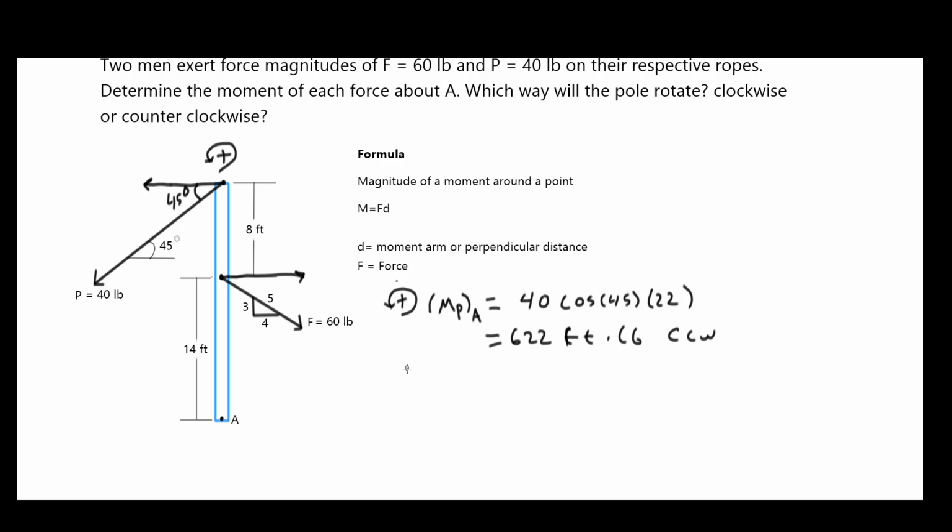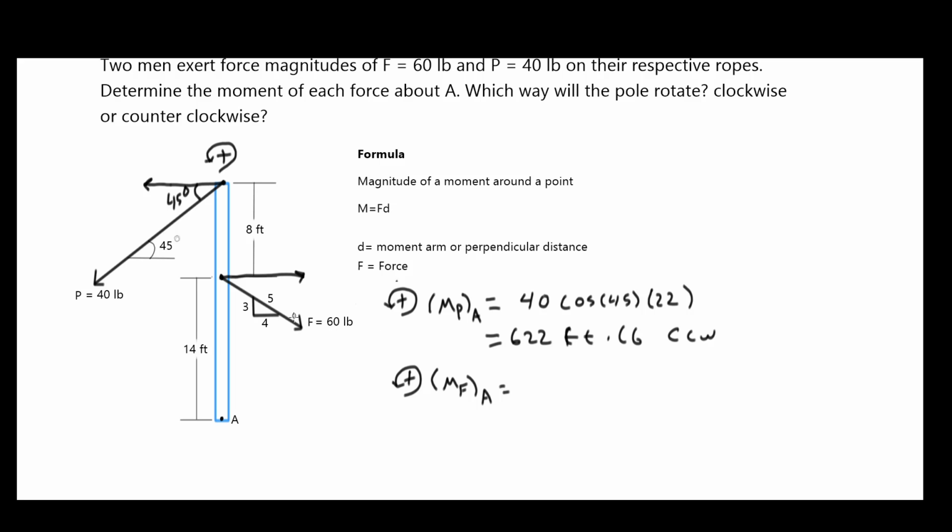So for the moment of F around A, once again we'll predict counterclockwise rotation. Now if you look at this x value here, it's going out this way. It's probably going to cause this beam to rotate in the clockwise direction, almost like if you were to consider it being stationary on A. So that means this is going to be a negative value.